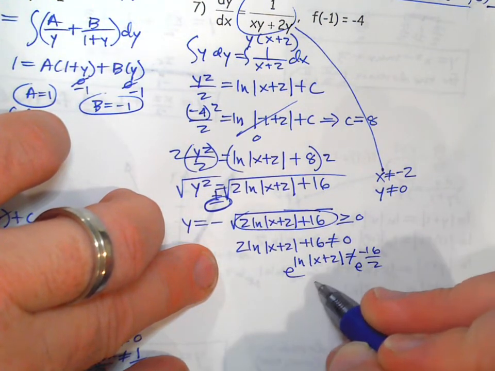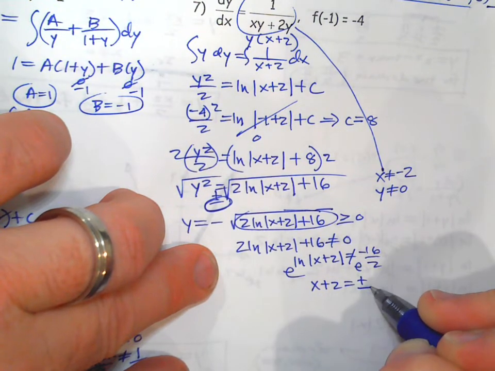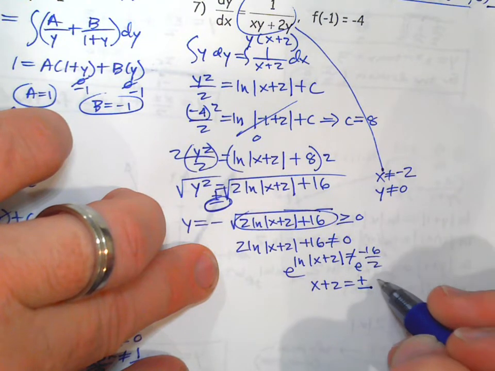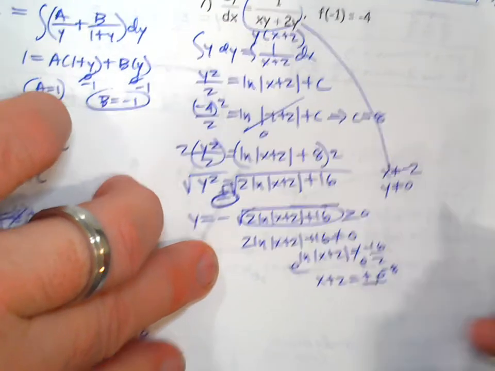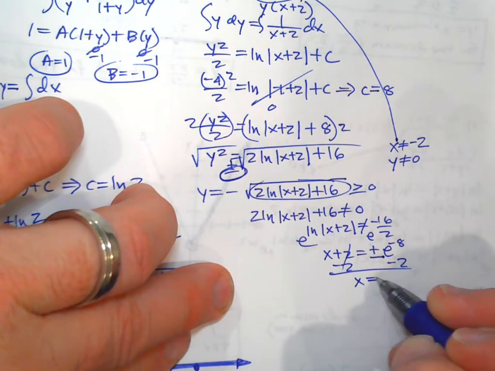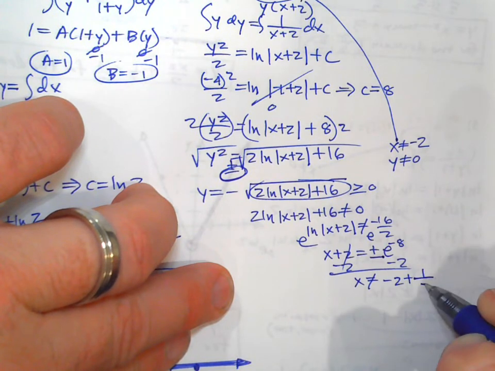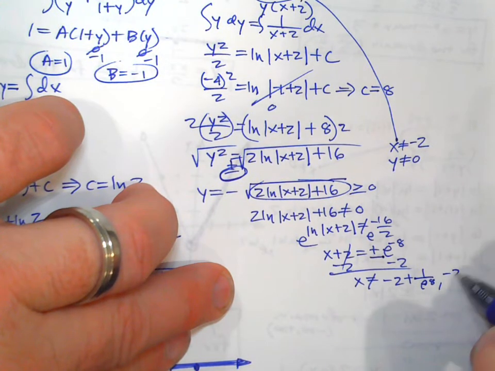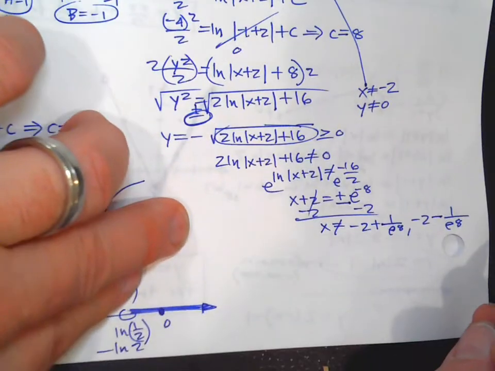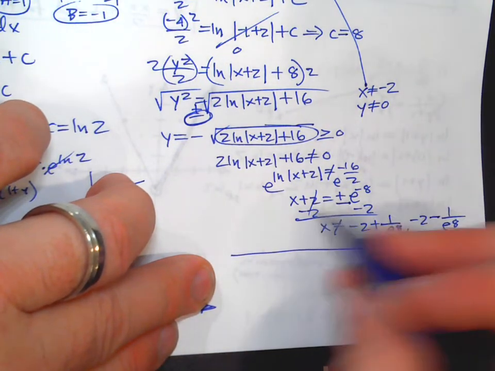Exponentiate both sides. X plus 2 equals plus or minus e to the -8. And we need both of those. So x cannot equal -2 plus 1 over e to the 8th and -2 minus 1 over e to the 8th. So we got a bunch of issues here. So our number line, we got to figure out what these are.